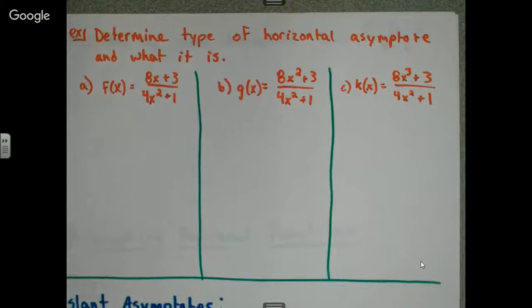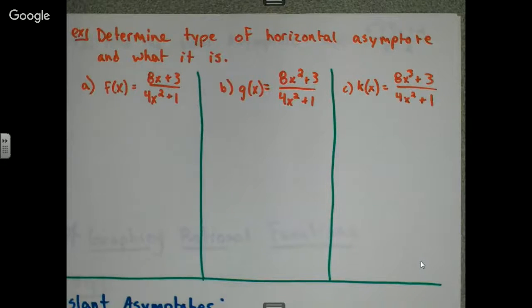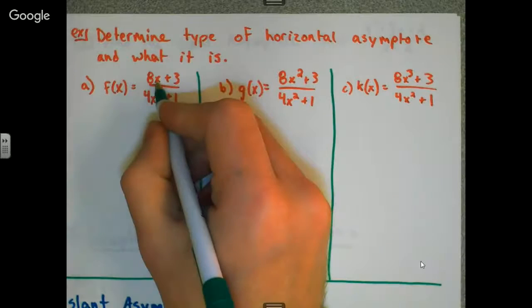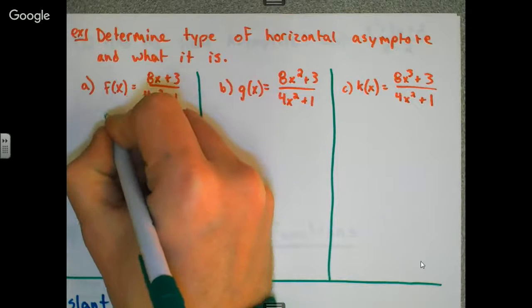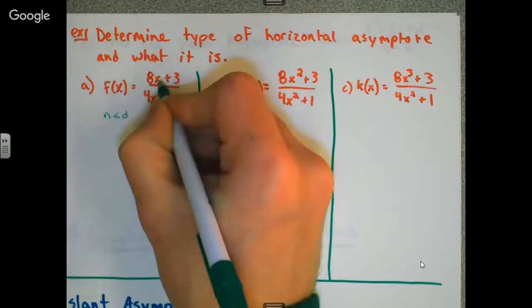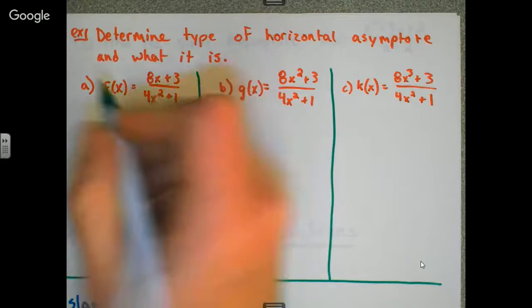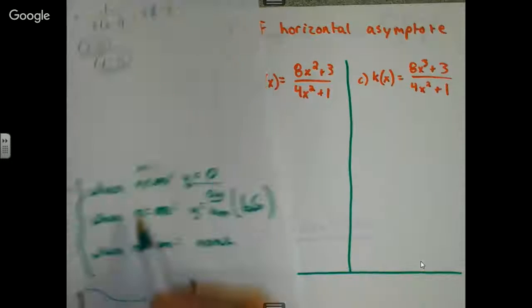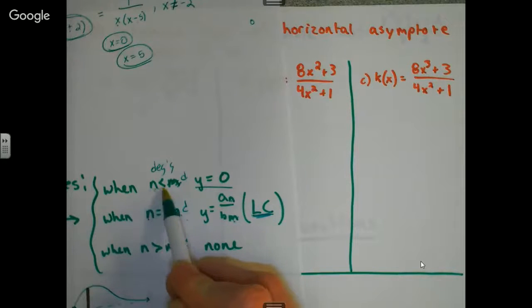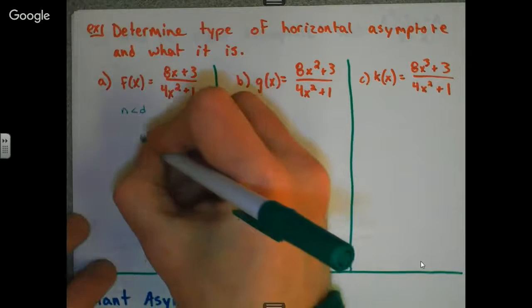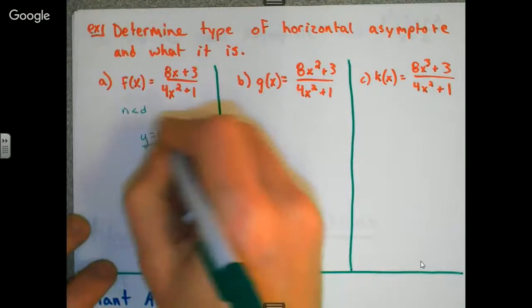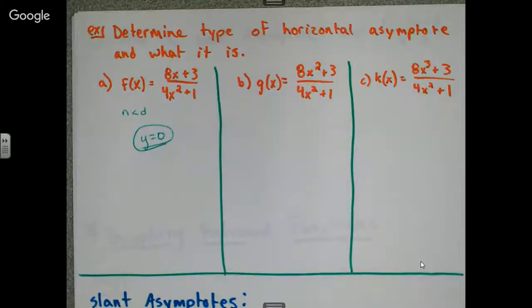So to determine the type of horizontal asymptote, and then what is the horizontal asymptote? Okay, so we notice here that my numerator degree is less than my denominator degree. This has degree 1, this has degree 2. So when that happens, when the degree of the numerator is less than the denominator, your line y equals 0 is your horizontal asymptote, which is just the x-axis.